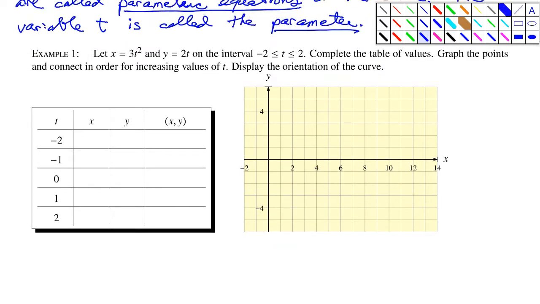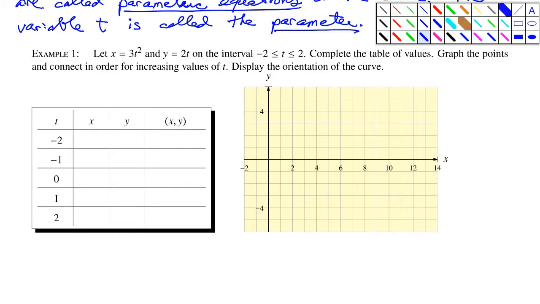Let's take a look at example number 1. Let x equal 3t squared and y equal 2t on the interval where t runs between -2 and 2. Complete the table of values, then graph the points and connect in order for increasing values of t. Display the orientation of the curve. So here we have the parametric equations that are going to determine the plane curve that we'll graph on the right. All we need to do is plug in t into the equation for x, plug in t into the equation for y, and then those form the two coordinates of the points, the x and the y. Then we'll graph them, we'll mark the t's, and then we'll discuss the orientation.